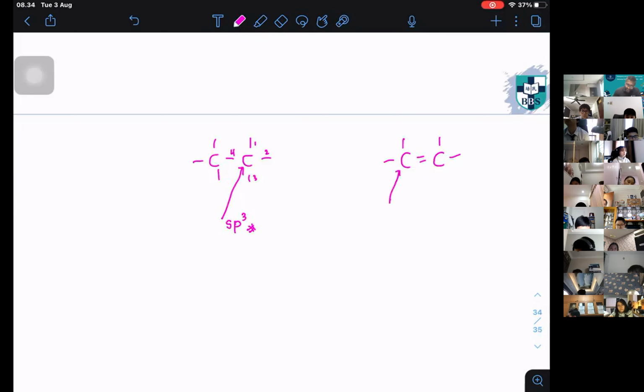So here, 1, 2, 3. Don't count another double bond. 3 bonds, automatically you need 3 orbitals, so you need sp2, 1s and 2p.